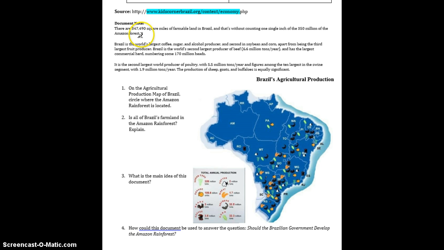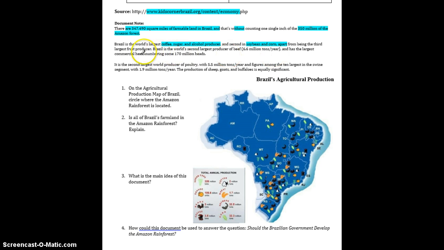Our document note states that there are 347,490 square miles of farmable land in Brazil. And that is without counting one single inch of the 350 million of the Amazon rainforest. Brazil is also the world's largest coffee, sugar, and alcohol producer, and is second in soybean and corn. So we see that there are other things that they grow in this area.